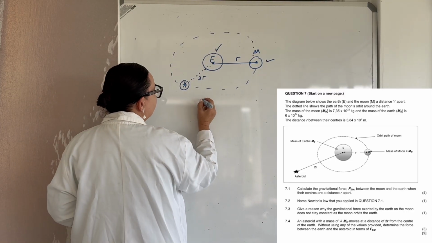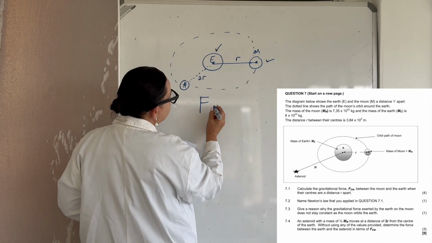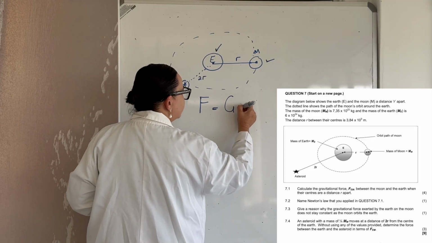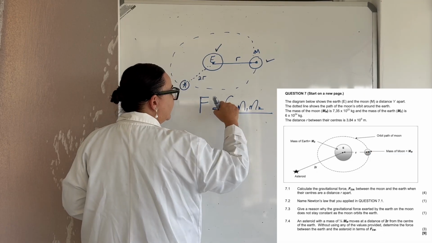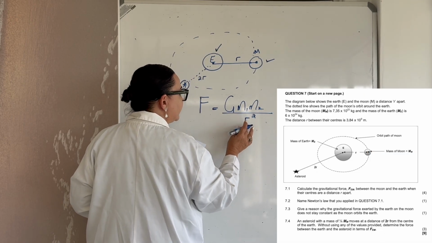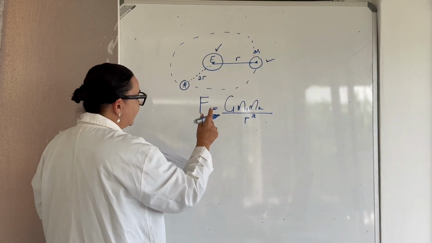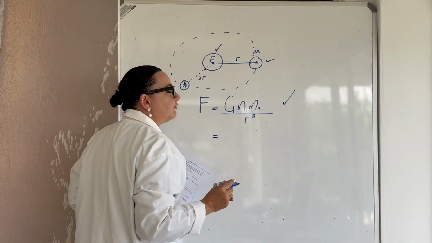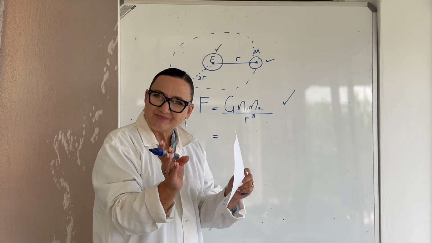I'm going to use my formula, which states F, the gravitational force, equals G, my constant, times the mass of the one, times the mass of the other object, divided by the square of the radius, or the distance between the two centers. That's my formula. And remember, I get a mark for my formula, so just copy it from your data sheet.